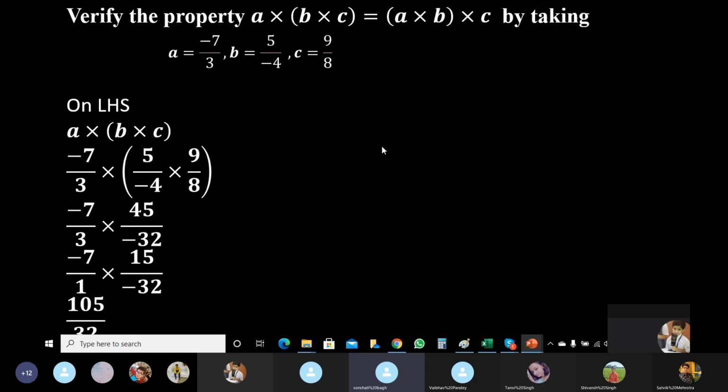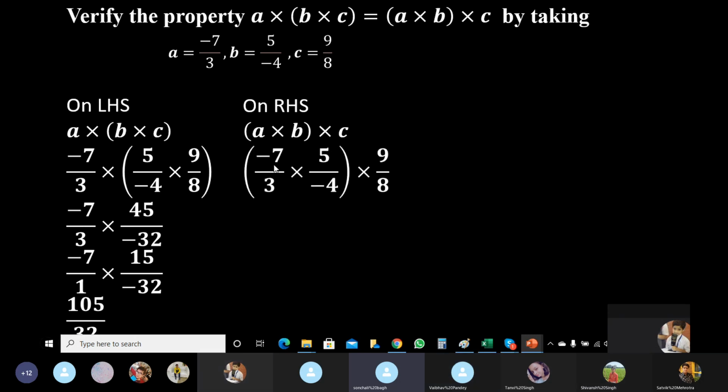Now what we will do? We will take the RHS side. On RHS, what are we having? Again, A into B multiplied by C. Substituting the values: minus 7 by 3 into 5 by minus 4 into 9 by 8. Solving the bracket, since there is no cancellation possible, so minus 35 by minus 12 into 9 by 8.